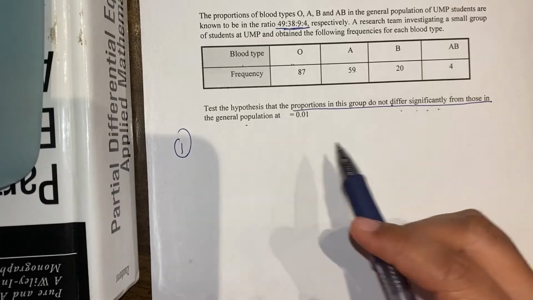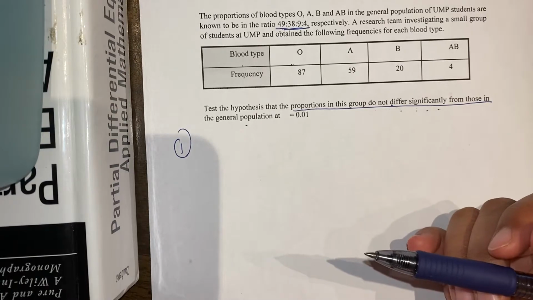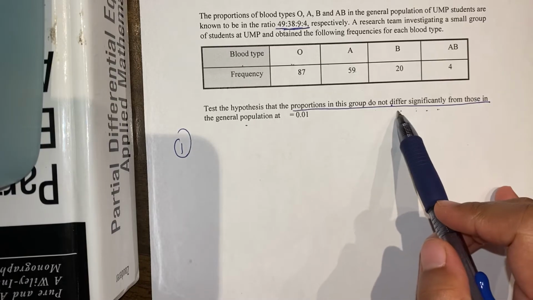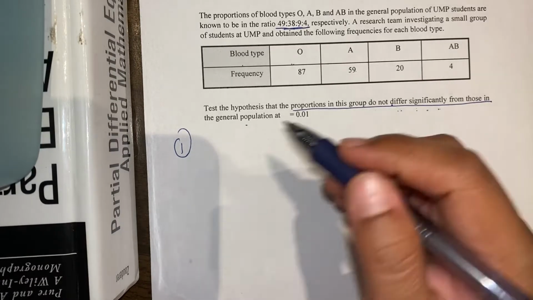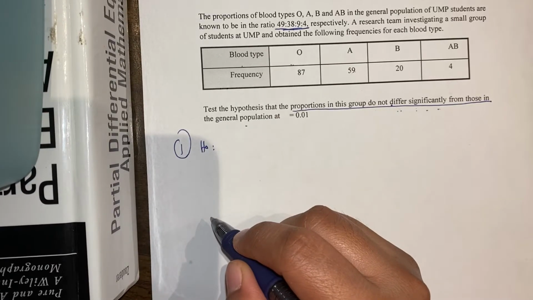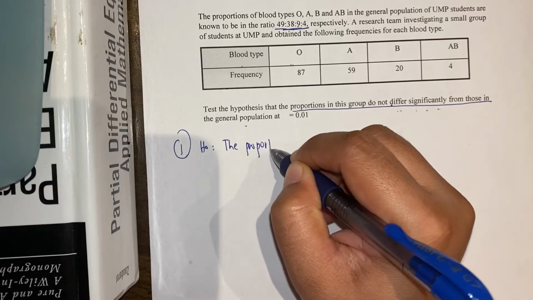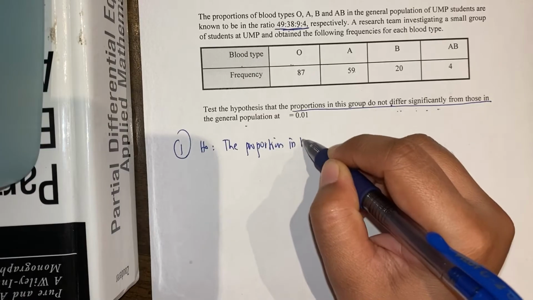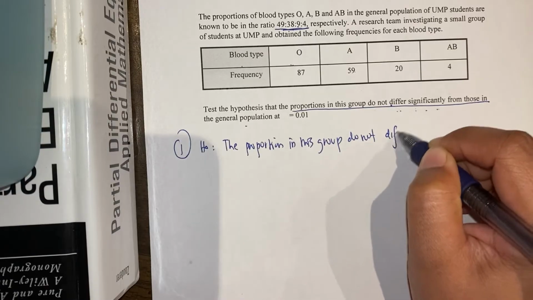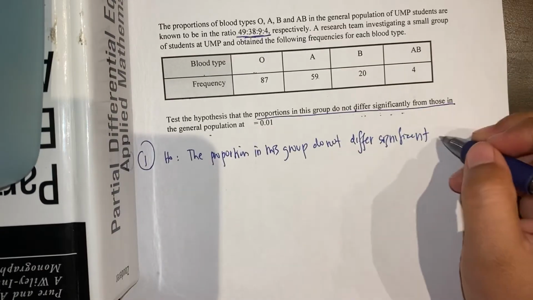The first step, your hypothesis. The keywords here are do not differ, no change, no preference. So H0, the proportion do not differ significantly. Please excuse my writing.